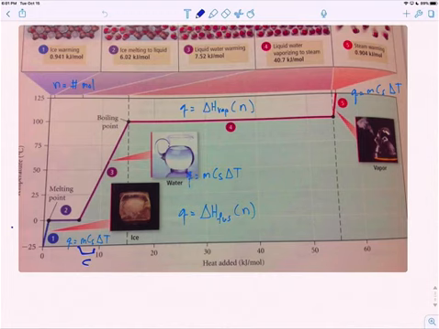Okay, so then at point number 2, the melting point, the energy is just the number of moles times the heat of fusion. We talked about heat of vaporization before. Heat of fusion is the same thing.